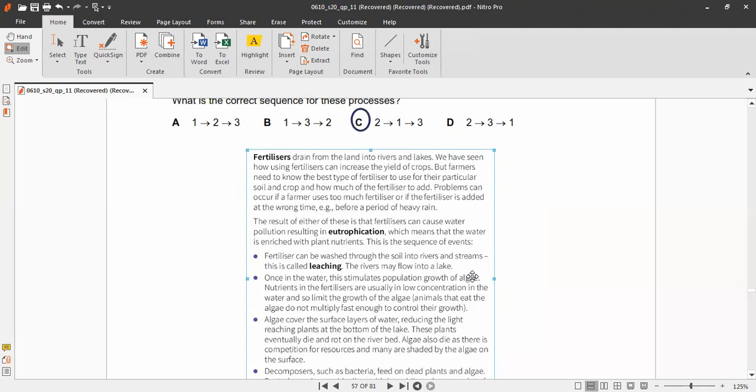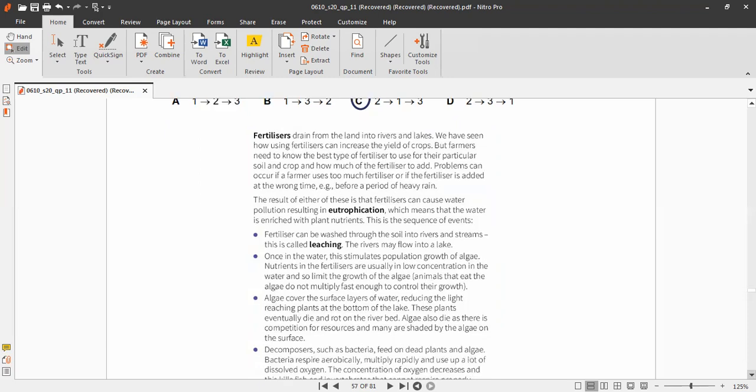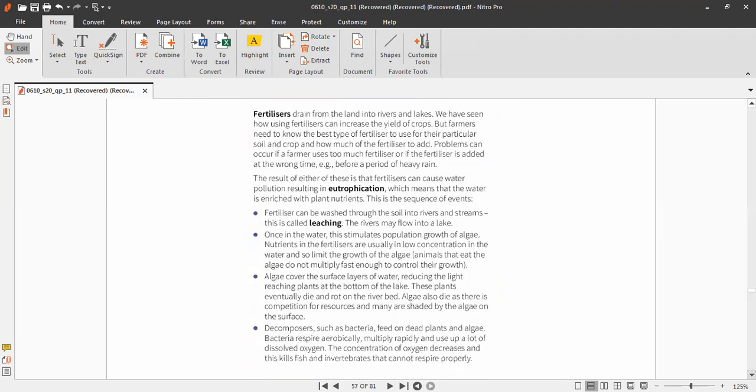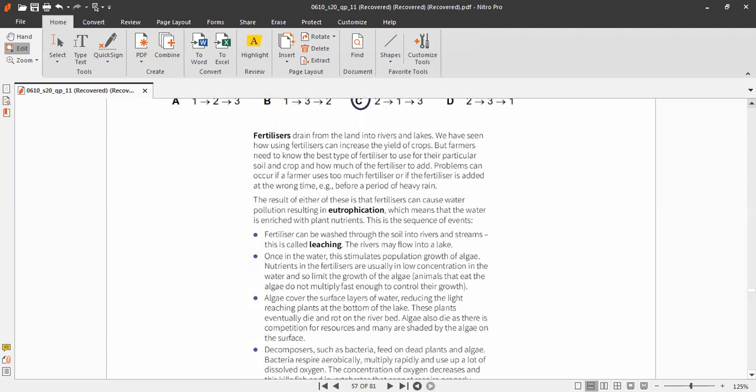Algae cover the surface layers of water, reducing the light reaching plants at the bottom of the lake. These plants eventually die and rot on the riverbed. Algae also die as there is competition for resources and they are shaded by the algae on the surface. So the decomposers such as bacteria feed on dead plants and algae. Bacteria respire aerobically and multiply rapidly and use up a lot of dissolved oxygen. So the concentration of oxygen decreases and they kill fish and invertebrates that cannot respire properly.